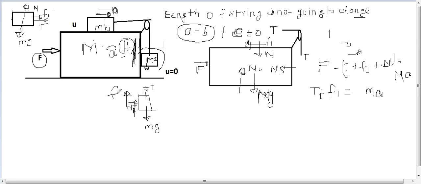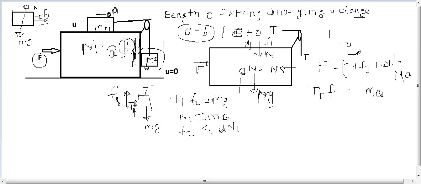This will be in this direction. So what can I write? T plus F2 should be equal to mg, and N2 and N1 should be equal to m. And F2 must be less than or equal to mu N1. So these are the conditions.